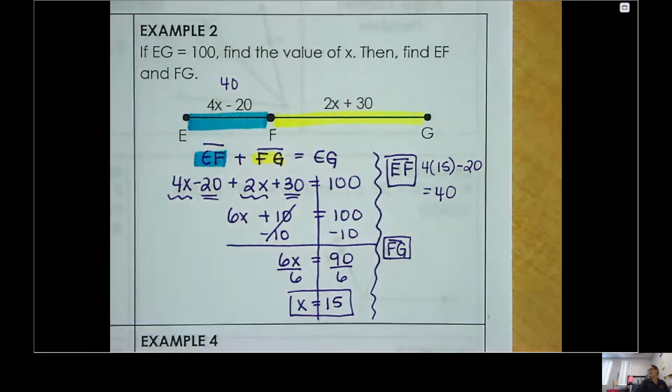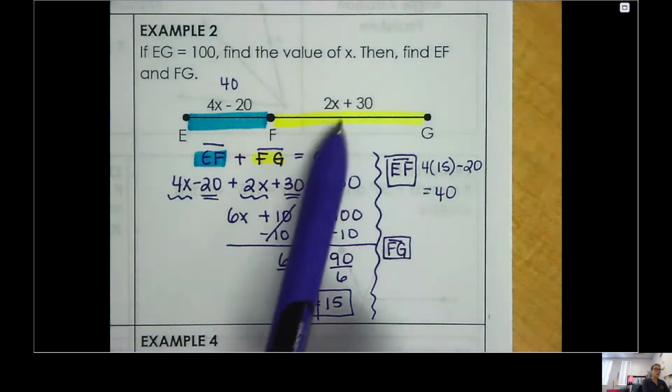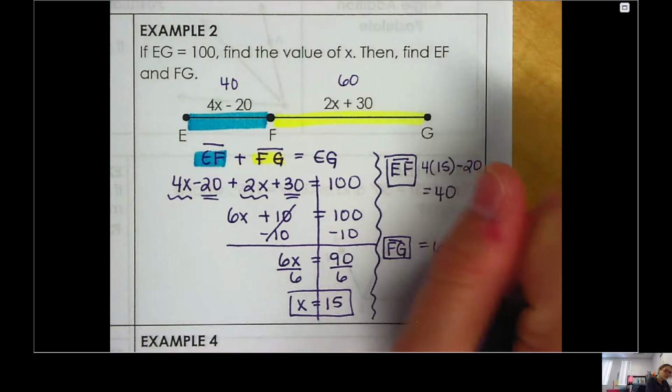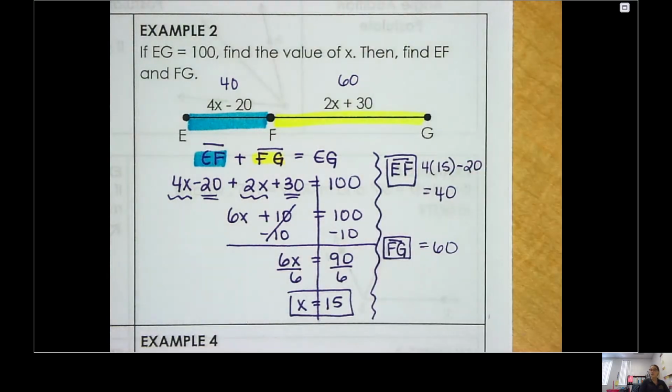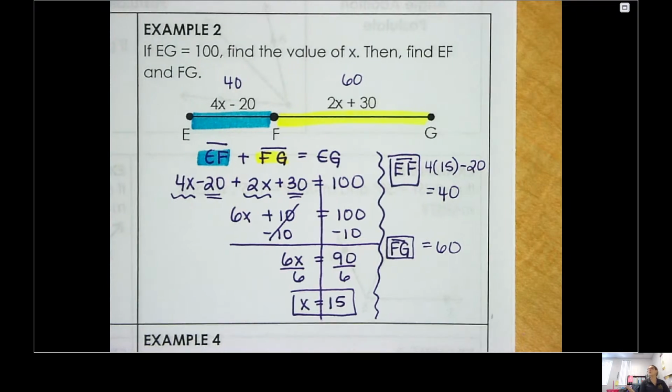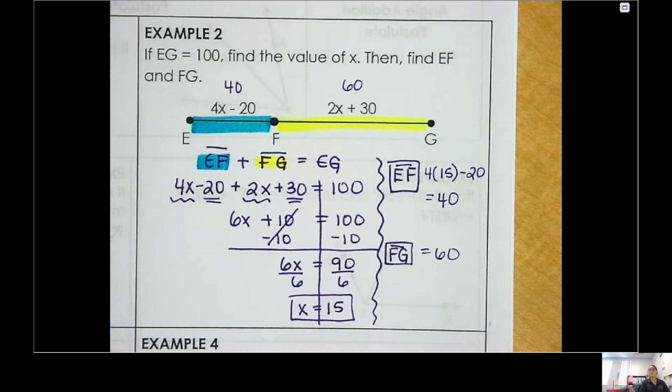Without plugging it in, what does the yellow piece have to be? 60. How did you get that, Miguel? Because 40 plus 60 is 100. Oh my gosh, 40 plus 60 is 100. Yes, so this has to be 60. But you can plug it in and check. 2 times 15 is 30, and 30 plus 30 is 60. That's a great way to check your work. You got it right.